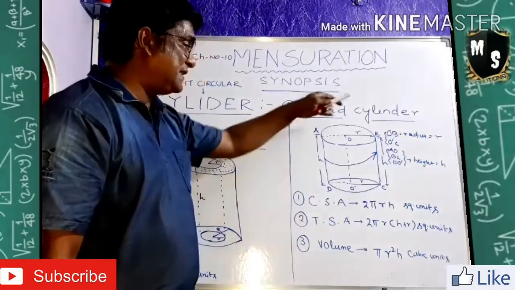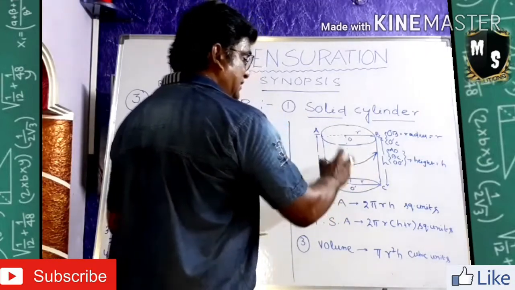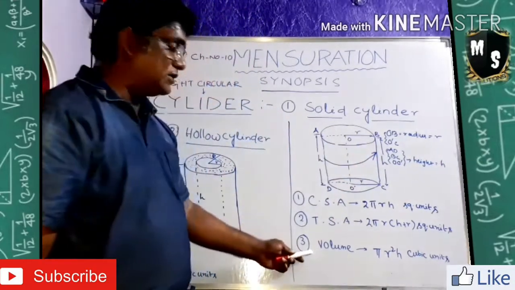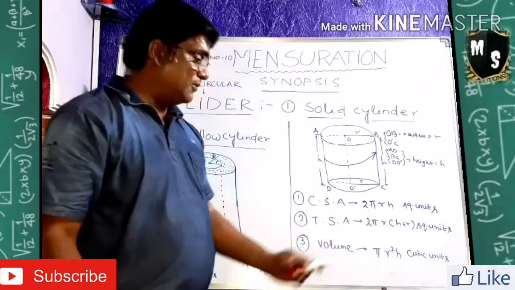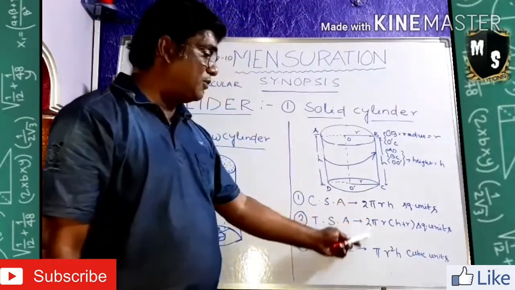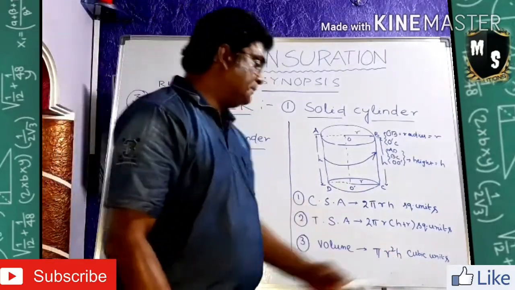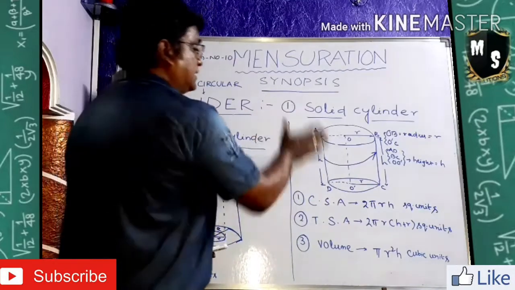Now the space inside the cylinder. How much space is available inside the cylinder? That is called the volume of the cylinder. What is the volume? Volume is pi into r square into h. So these are two direct formulas for you. Please try to remember this. Cubic units. So in the solid cylinder, you understood.